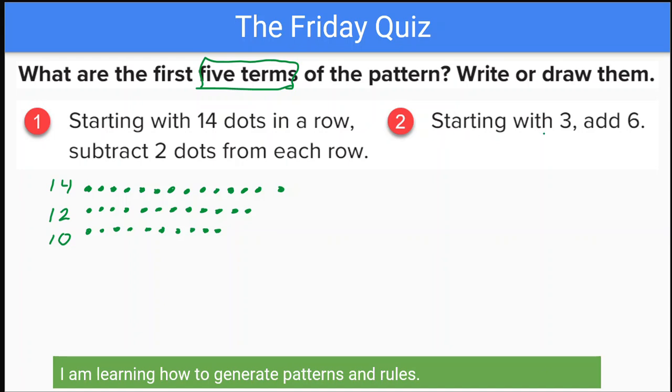The second one here says starting with 3, add 6. Well, you start with 3. Okay, that's the first term. Then you add 6, you get 9, right? Then you have to add 6 and add 6 and add 6. So I gave you 2 of them right here. They wanted 5 of them though, so you got to fill in that one, and that one. Kids, right now you're learning how to generate patterns and rules.